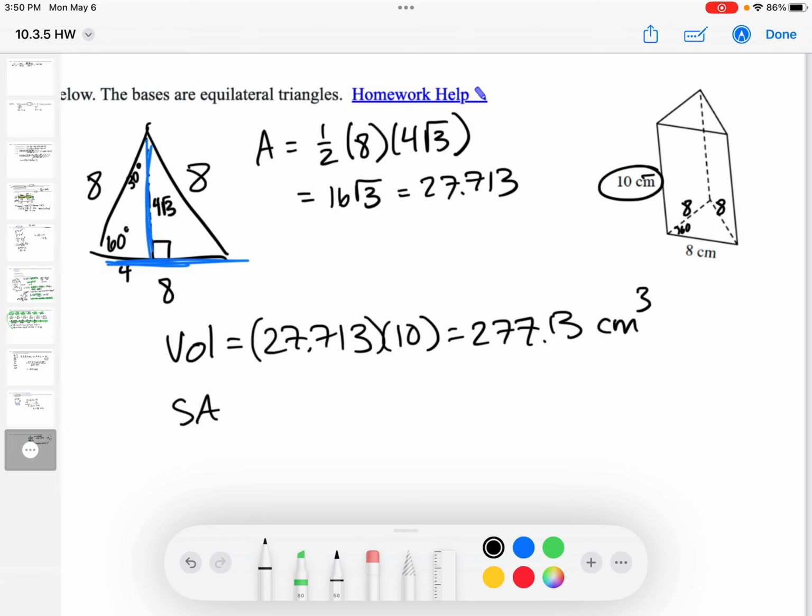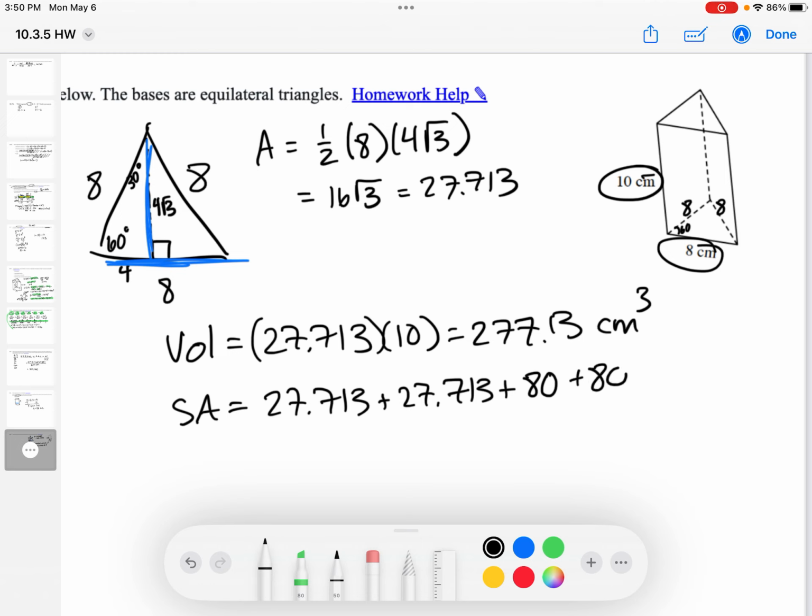How about the surface area? Well, it's going to be the area of the bottom plus the area of the top plus the area of the 3 sides. And the nice thing is all 3 sides are going to have the same area, which is 8 times 10. They're all rectangles, right? 8 times 10 is 80, plus 80, plus 80. All right, so I put those in my calculator and I get 295.43 square centimeters.